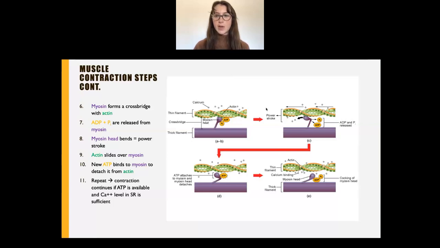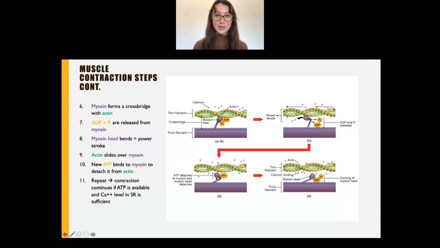From there, once the power stroke occurs, a new ATP molecule is going to come along and bind to myosin, to detach it from actin. And what do we know about this myosin head? What enzyme is on here? I, for some reason, can't think of the enzyme right now, but you know it. And it's going to split an ATP molecule into ADP and PI. So what's going to happen right when a new ATP molecule comes along, detaches the myosin head from the actin, right?